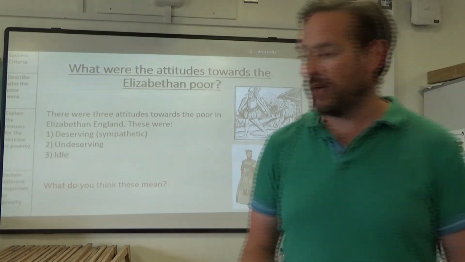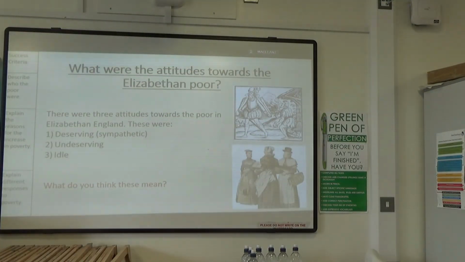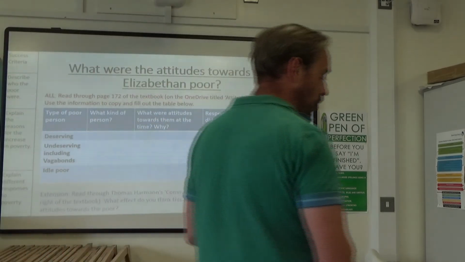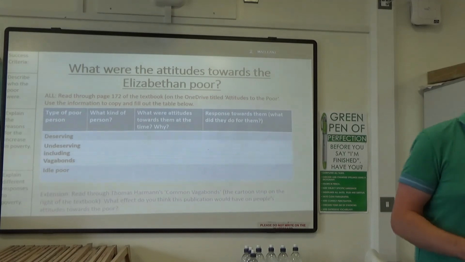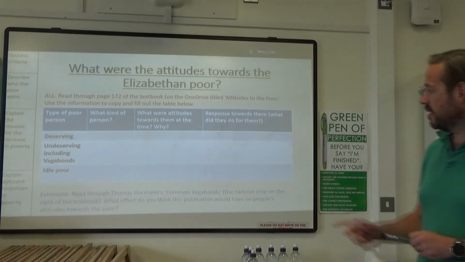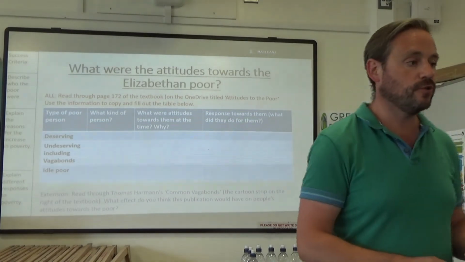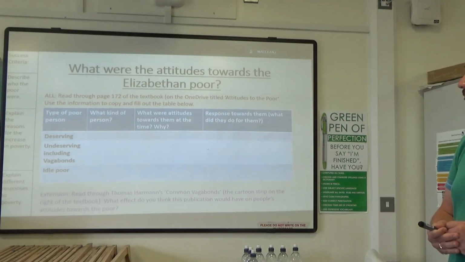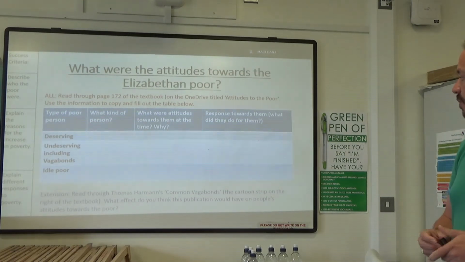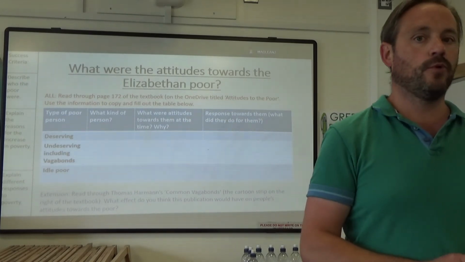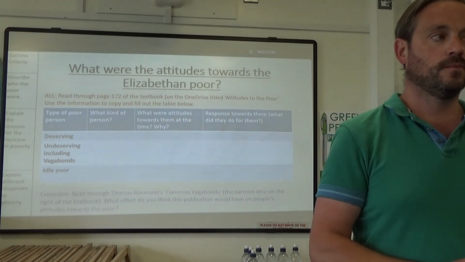Read through the sheet, ladies and gentlemen, and then, as I suggest in the next slide, if you can create a table and complete it based on the documentation you have in front of you, create that table, complete it, and it says there at the bottom, read through Thomas Harman's, which is also available for you, the cartoon strip. Which effect do you think this publication would have had on people's attitudes towards the poor? So what did people think of the poor? Wonderful. Thank you.